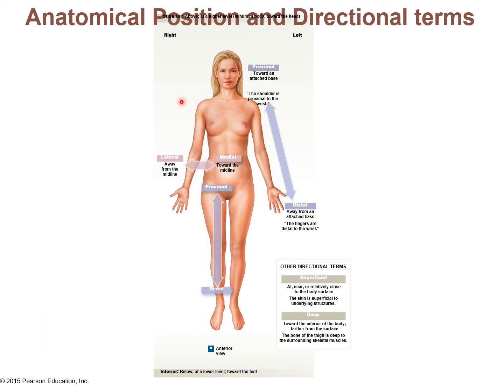For example, your wrist is what to your fingers? Your wrist is proximal compared to your fingers. Your fingers are further away compared to your wrist. So your fingers are distal compared to your wrist. Let's see, two more terms, superficial and deep. You would say, for example, your skin is superficial to your muscles, right? Your muscles are deep to your skin.